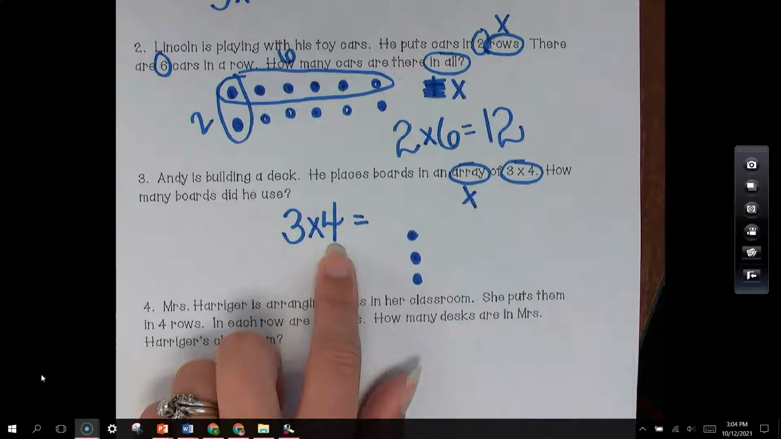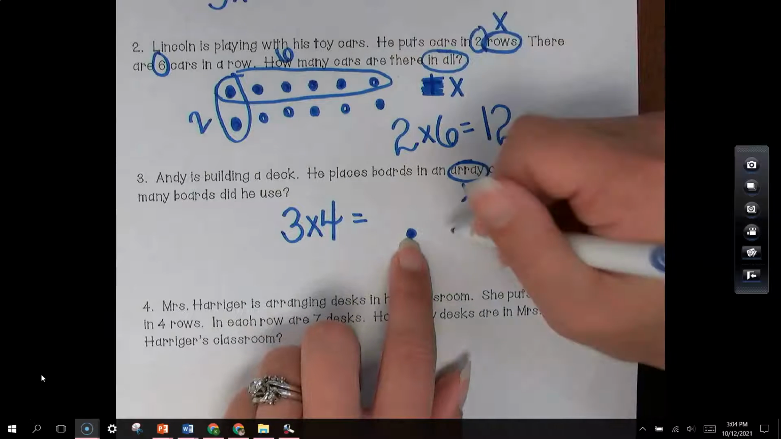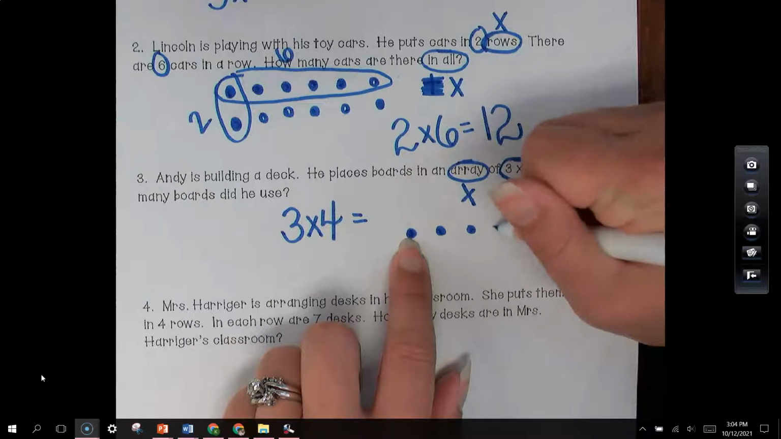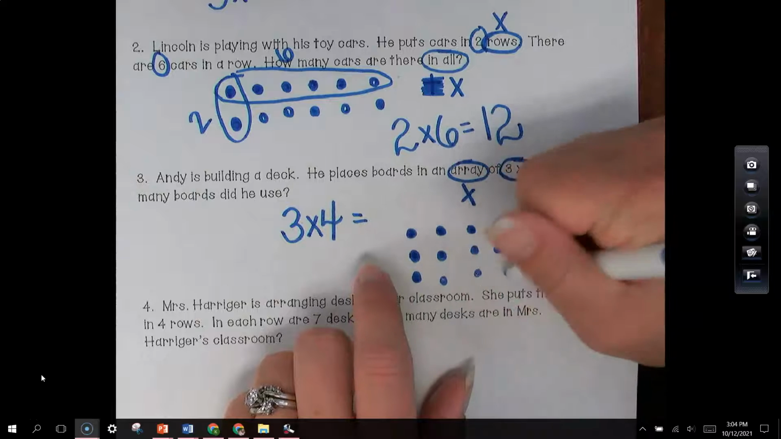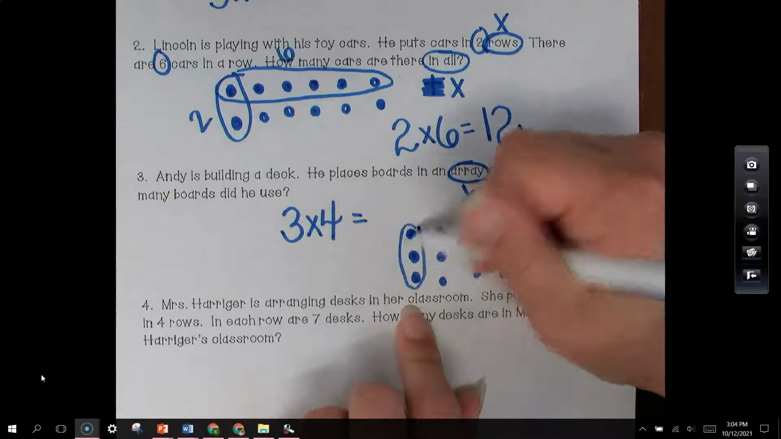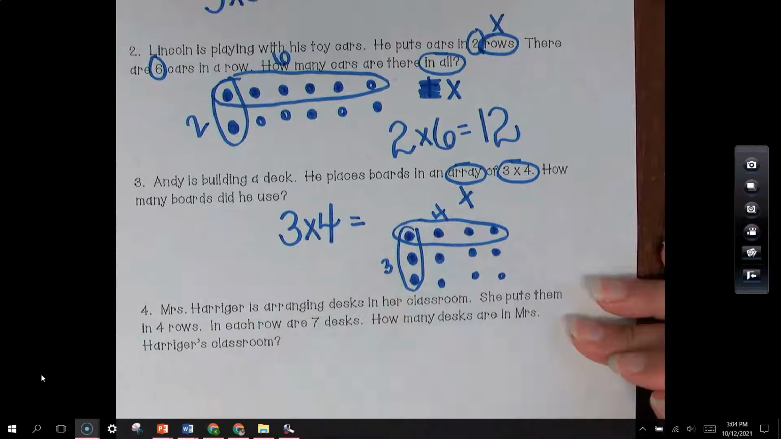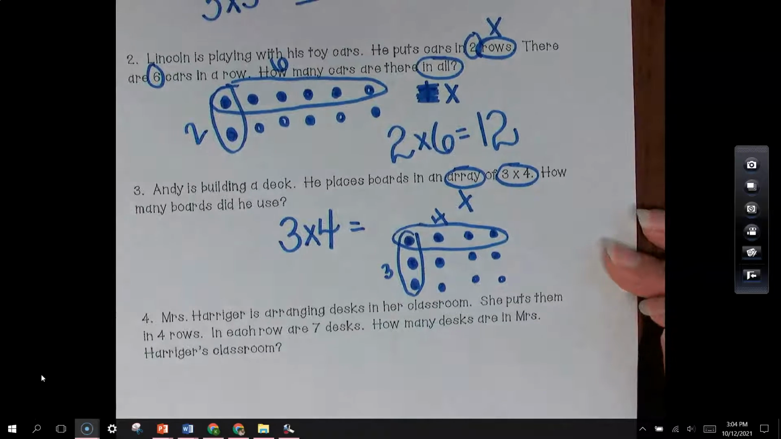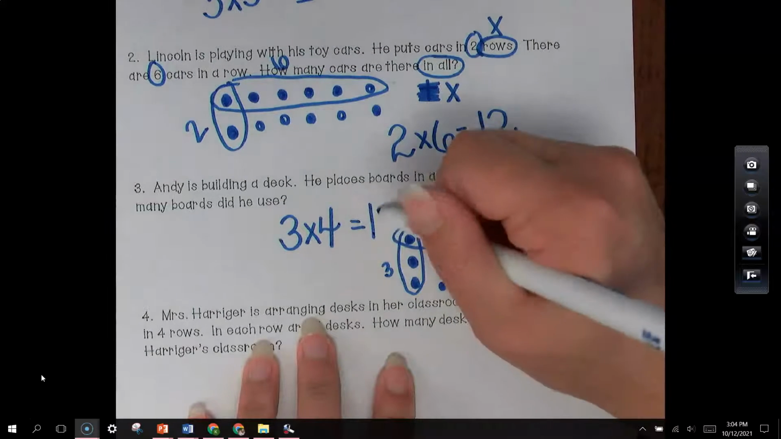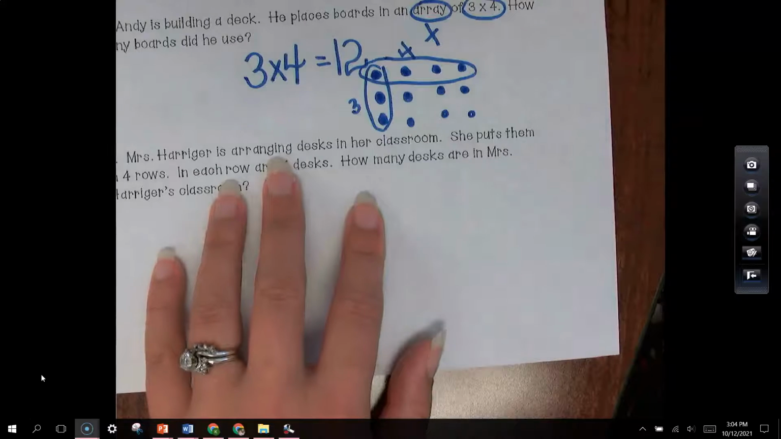My second number is how many is in that row. 3 rows of 4. So 3 rows, 1, 2, 3, of 4. 1, 2, 3, 4. And then I can just match them. If I did the first row correctly, I can just draw my dots. Do you see here how I have 3 rows of 4? 3 times 4. All right, so what is 3 times 4? Pause the video now and count your dots. What did you get for 3 times 4? If you got that the answer is 12, you are correct. 3 times 4 is 12. All right, here we go.